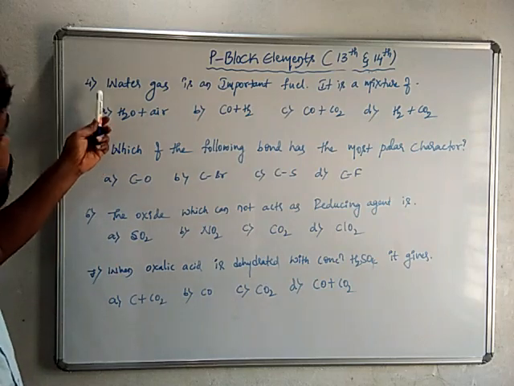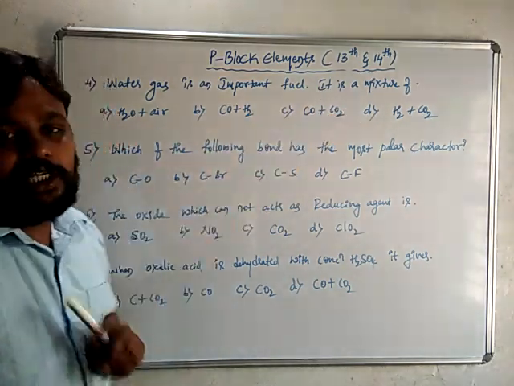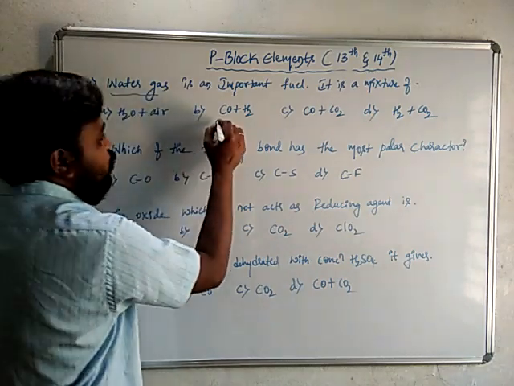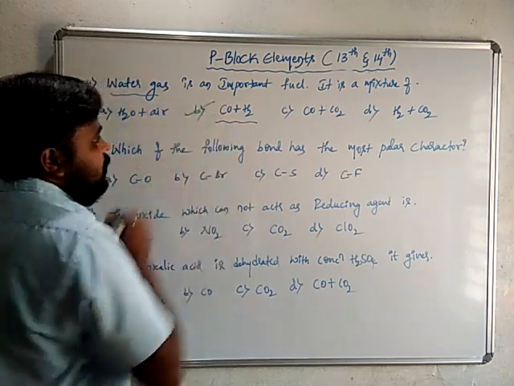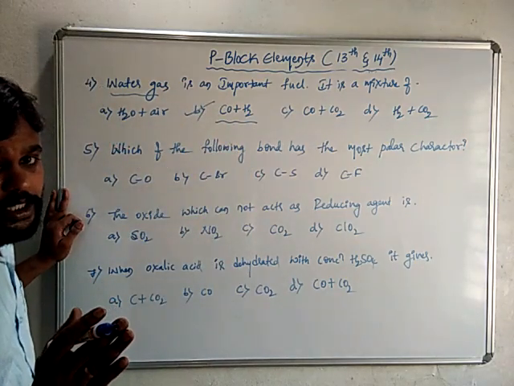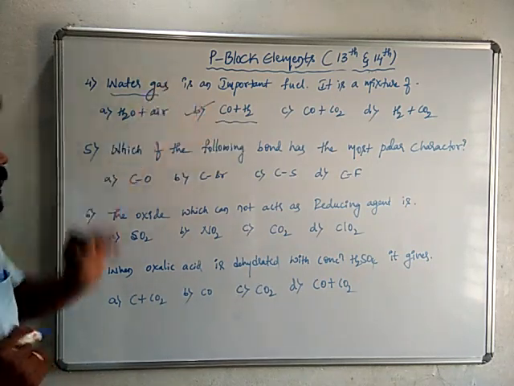So the next question is, water gas is an important fuel. It is a mixture of, I told you in the synopsis itself, water gas is a mixture of carbon monoxide and dihydrogen. Hence option B is the right answer here. Whereas carbon monoxide and dinitrogen is producer gas, and carbon monoxide and hydrogen is water gas.